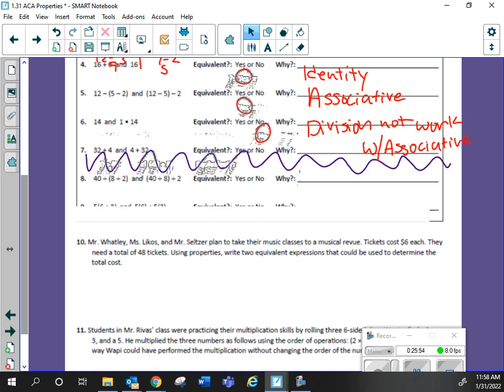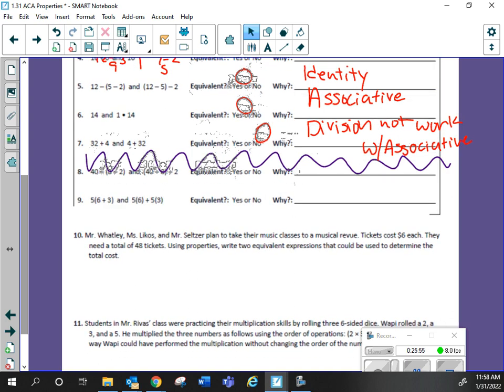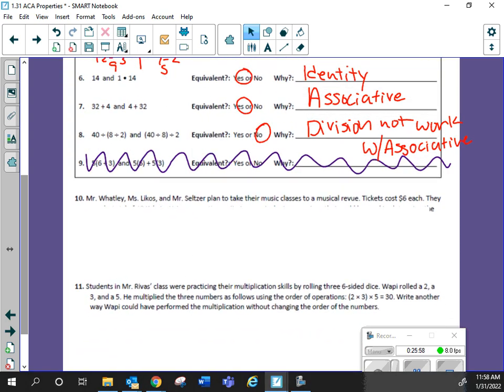Okay, sorry, guys. Let me do this box. Let me do one more problem, and then you'll see how it works. Mr. Watley, Ms. Lycos, and Mr. Felter plan to take their music classes to a musical review. Tickets cost $6 each, and they need a total of 48 tickets. Using properties, write equivalent expressions that could be used to determine the total cost.